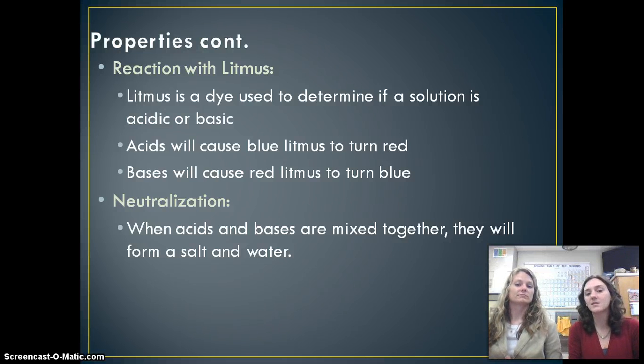Neutralization. When acids and bases are mixed together, they form salt and water. That is review, because your reactions are in that little box on the bottom of the front side of your cheat sheets. Acid plus base gives you salt and water.